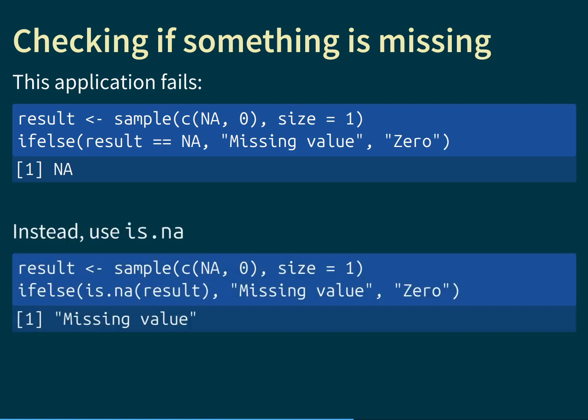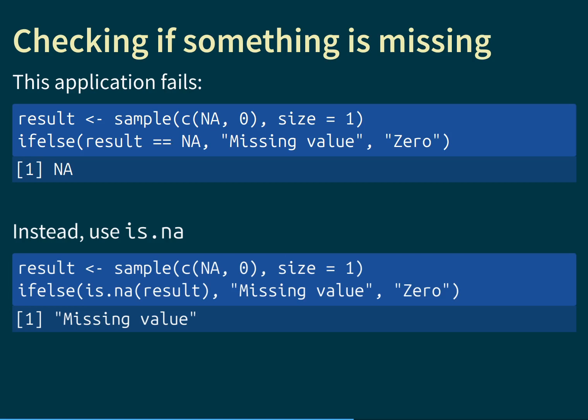Instead, to do that, there is a convenient built-in function called is.na. And this is the function we have to use if we want to check whether some result is actually missing. You see on the slide the same program as above, rewritten. The only thing that's different is that in the second line, instead of result equals NA, we have is.na(result). And this will now work. is.na(result) returns true if result is NA and returns false otherwise.